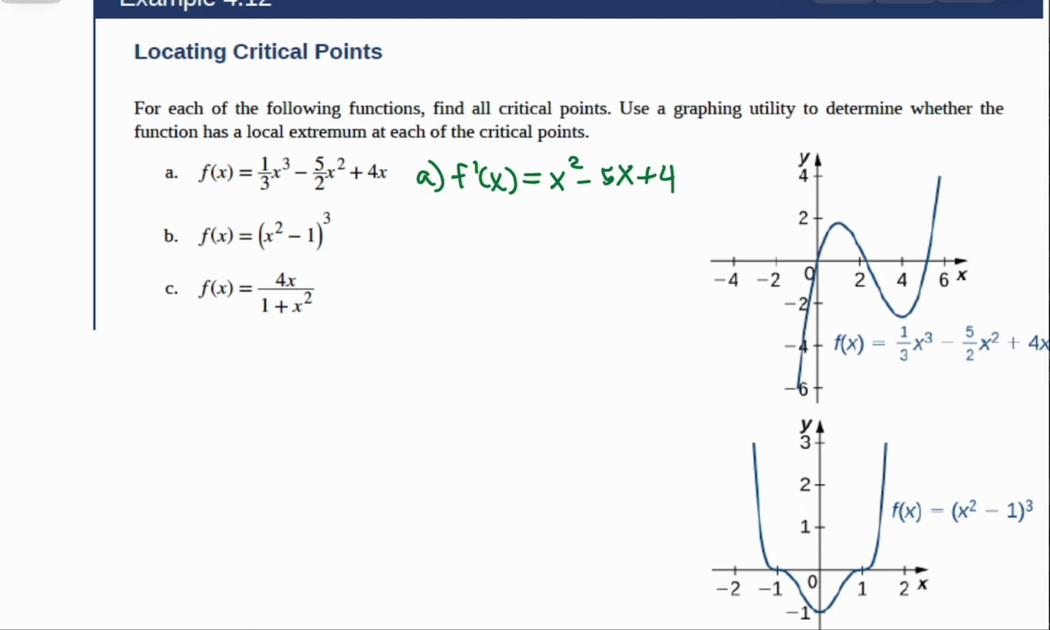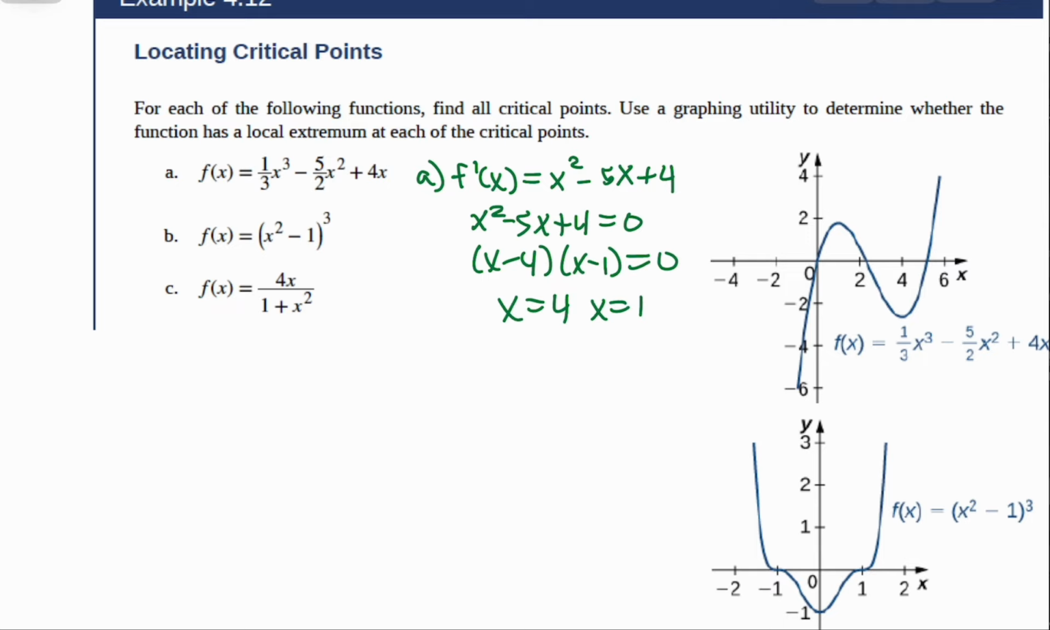But we do have to worry about a critical point where x squared minus 5x plus 4 is equal to 0. Now we know how to solve that. Factoring is usually the most efficient way to solve it. So we're going to solve it by factoring. And so we see that there is a critical point at 4 and 1.